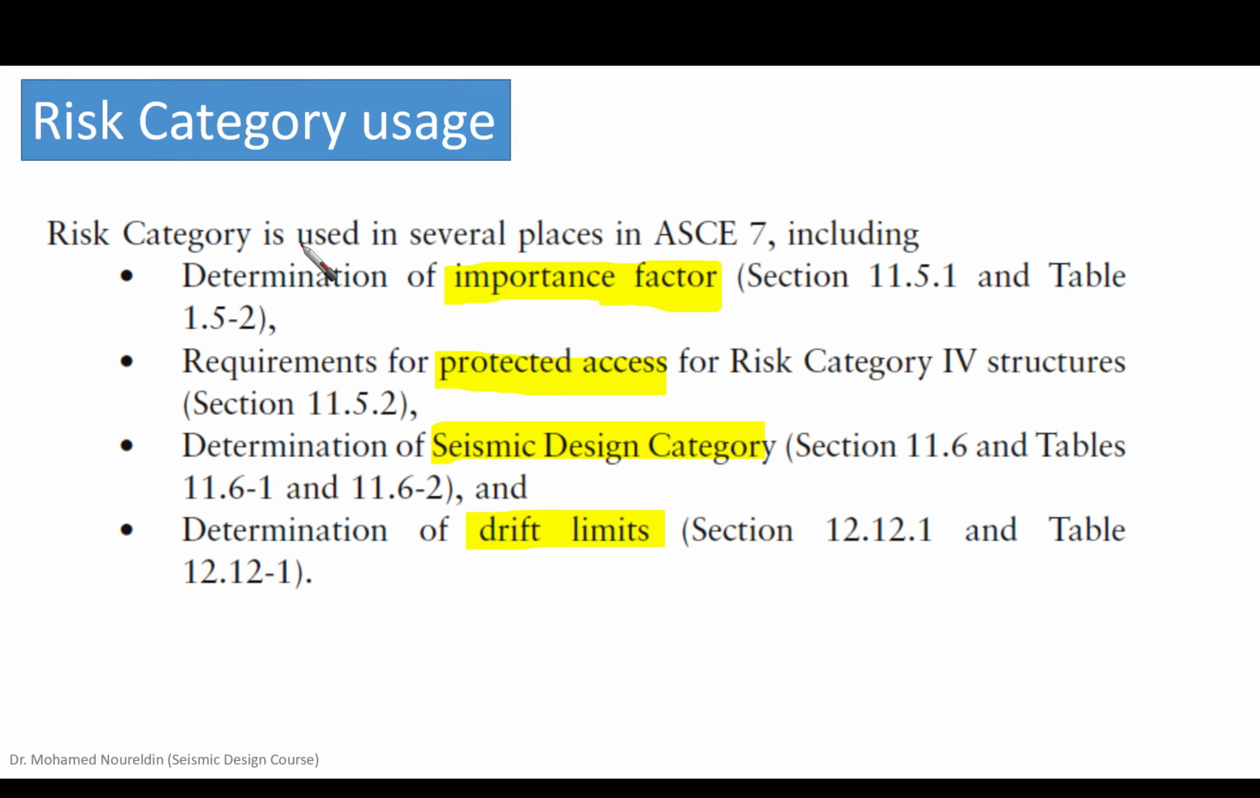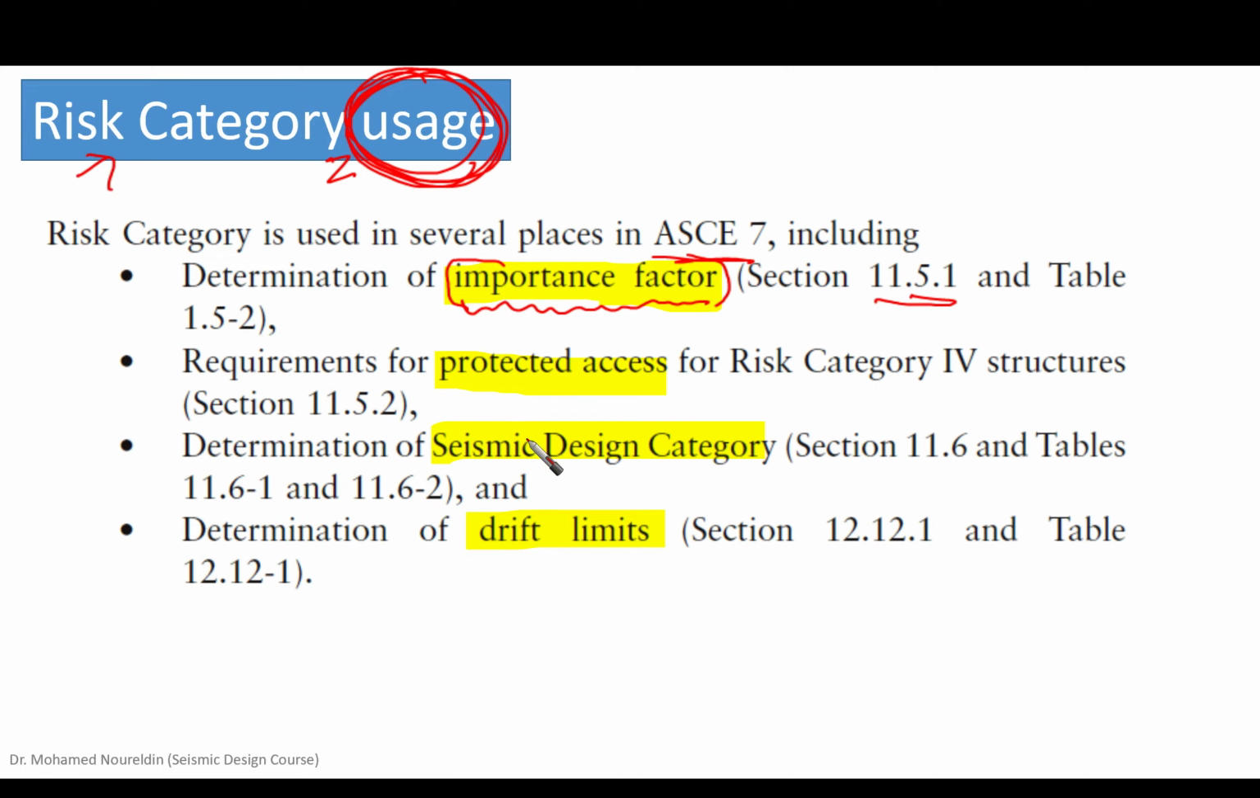Now let's see what the usage of the risk category itself is, why we are going to study it and why it is important for us. Risk category is used in several places in ASCE. The requirements based on risk category appear in different spots in the document, including the determination of importance factor, which we're going to study in a minute. The importance factor is found in section 11.5.1 and Table 1.5-2 as mentioned before. So the determination of importance factor is highly linked to risk category.